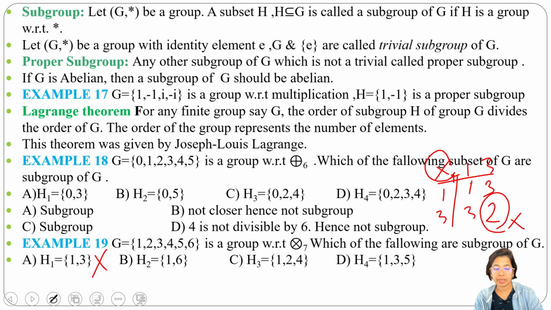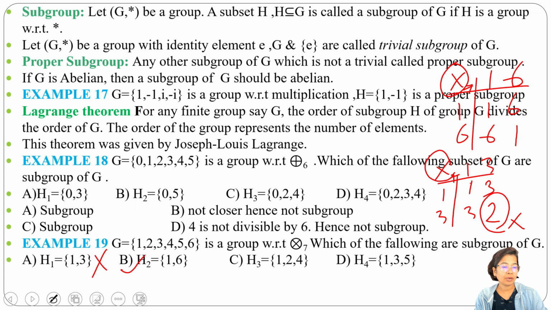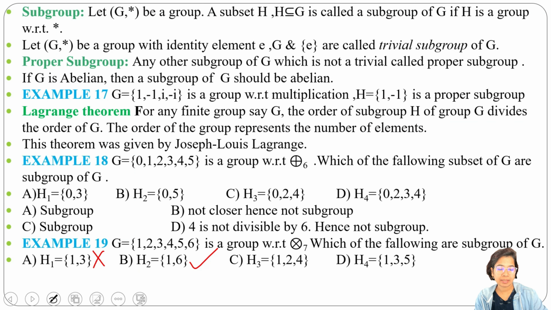Now H2 contains {1, 6}. So 1, 6, then 6 into 1 is 6, 6 into 6 is 36. Now 36 divided by 7, remainder is 1. It is closed. Also it is associative. It has the identity element. Identity is 1. Also it has the inverse. For 1, inverse is 1. For 6, inverse is 6. Next option C, H3. H3 contains 1, 2, 4.